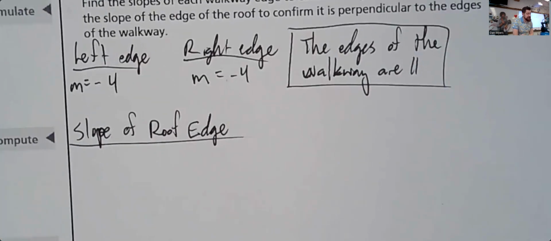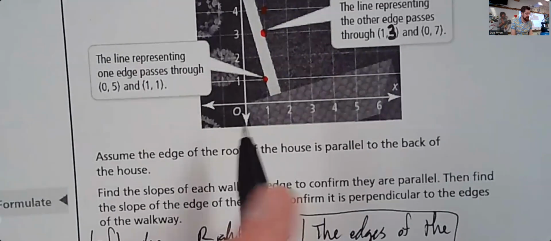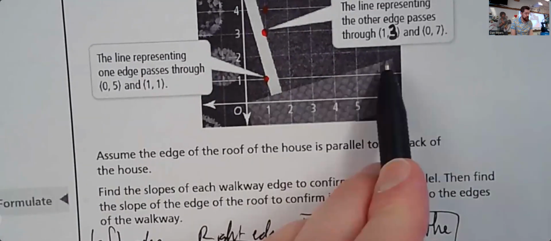And so we need to find 2 points on that roof edge that we can use to calculate the slope of the roof edge. So where do you see points for the roof edge? So this is our roof edge right here. What are a couple of really good points that you see on there?